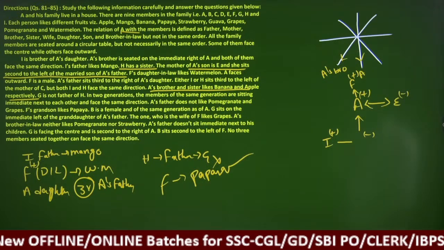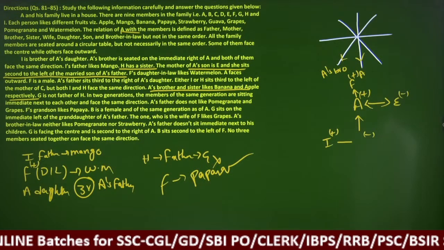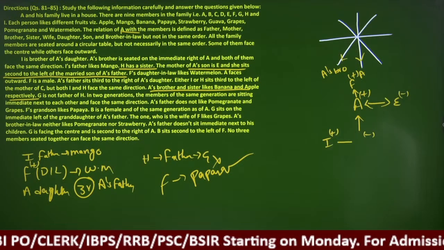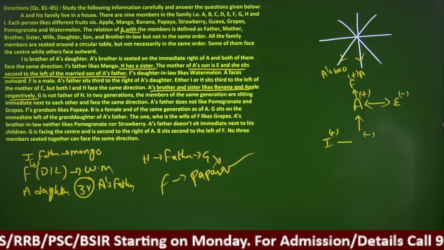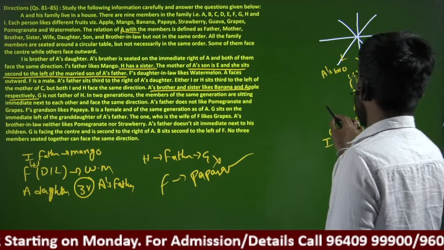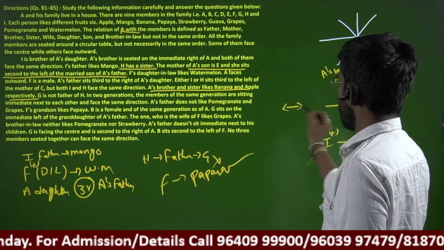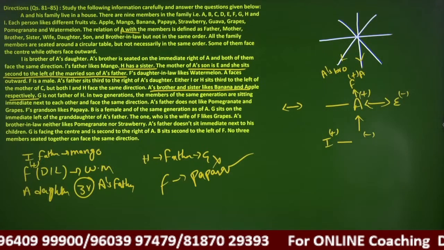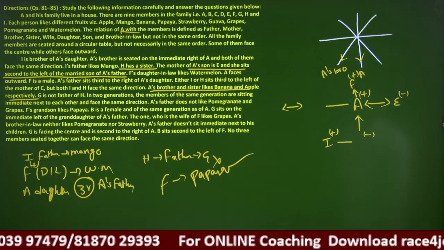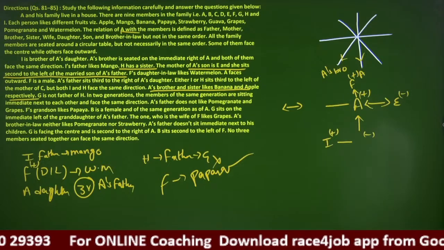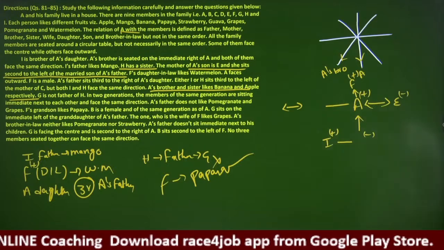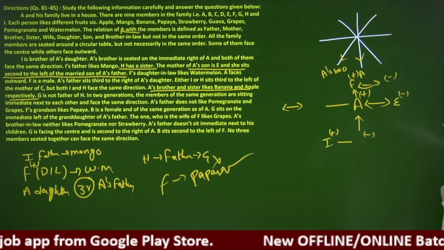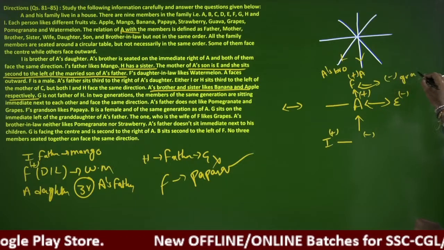Next. B is a female. B is in the same generation as A, so the wife comes here. Next, G sits immediate left of the granddaughters of A's father, the one who is the wife of F. Whoever F's wife is, she likes grapes.